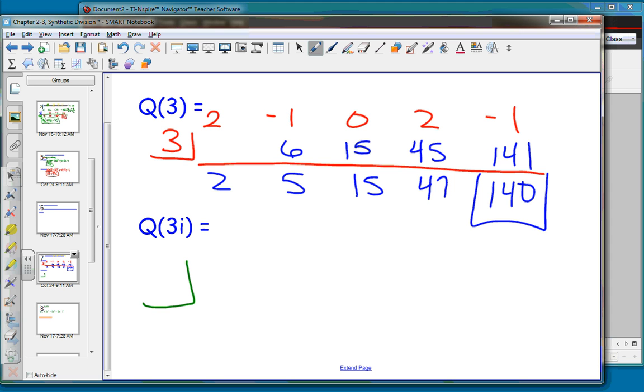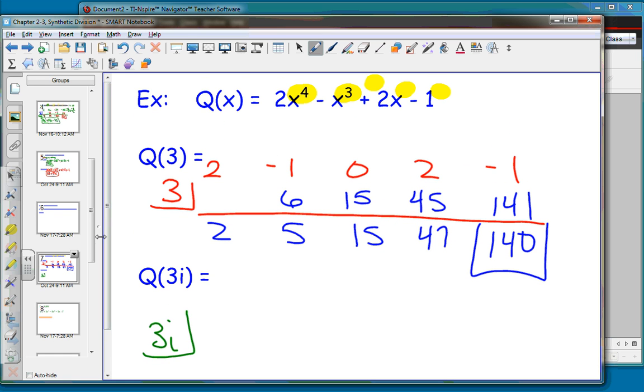So now we're going to do synthetic division at 3i. I'm going to drop down this first row. Why am I dropping down that first row up there? Because I still have to do synthetic division, and I may as well steal it from up there. Why reinvent the wheel if it's already been done, right? 2, negative 1, 0, 2, negative 1.